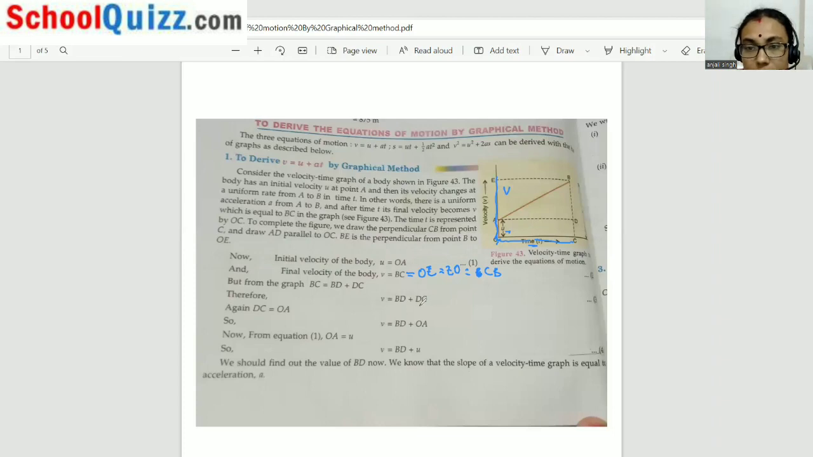Now, as I told you, this CD is equal to OA. So in place of CD, here I wrote OA. Clear? Now, you know the value of OA is U. So at last, the value of V is BD plus U. Clear? Up to here, I think it is clear. Now I am going to rub it. Otherwise, in the next slide also, this will be written.